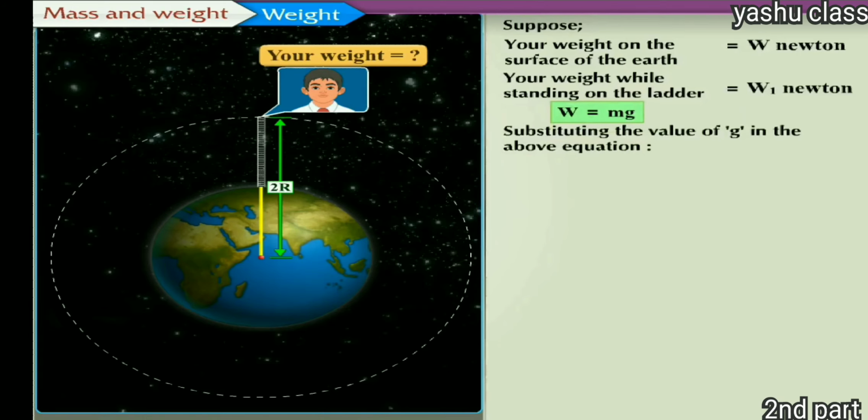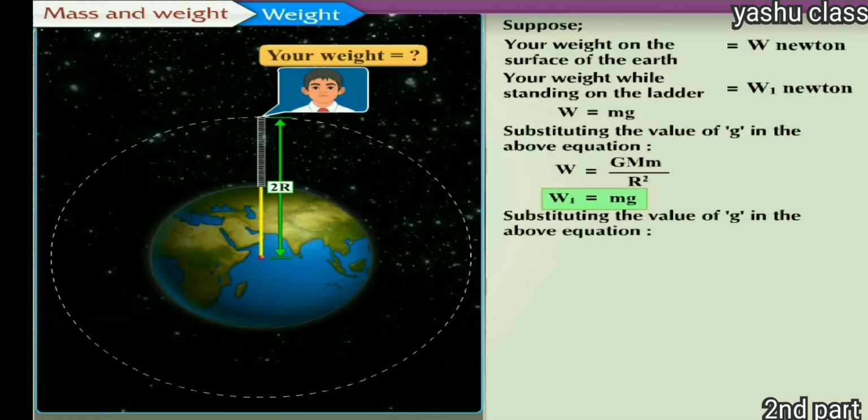Substituting the value of g in the above equation, W is equal to G M m upon R square. Similarly, W1 is equal to m into g. Substituting the value of g in the above equation, W1 is equal to G M m upon (2r) square.